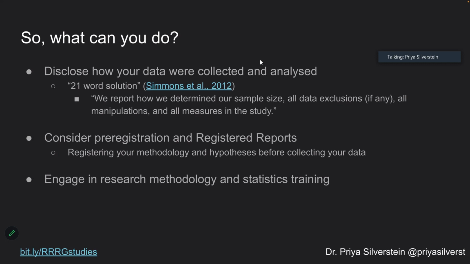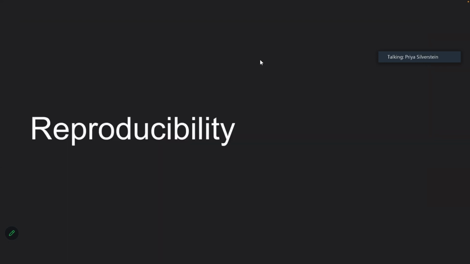And very important to engage in research methodology and statistics training. So this is to ensure that your studies are well powered, which I briefly mentioned before. So you don't want a situation where, let's say you get a null result in your own work, but you're not really sure what it means because you're not sure whether maybe you just weren't powered well enough to find the true effect. So making sure that you go into a study with the best chance to find some truth is very helpful. Okay, so moving on from replicability to reproducibility.